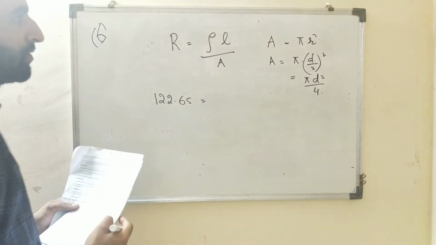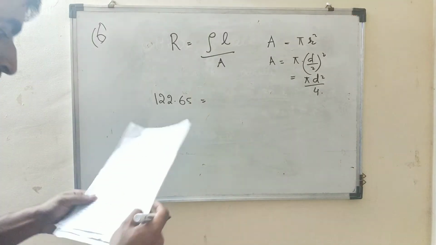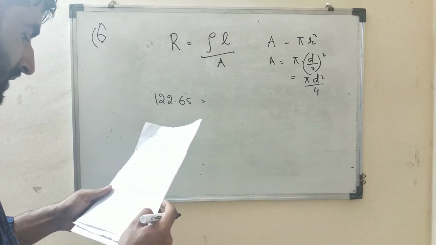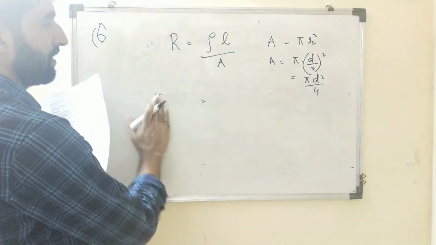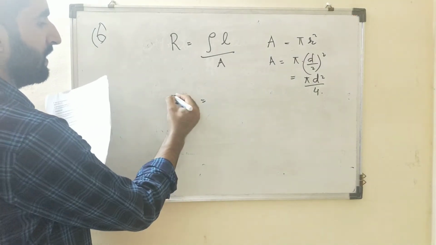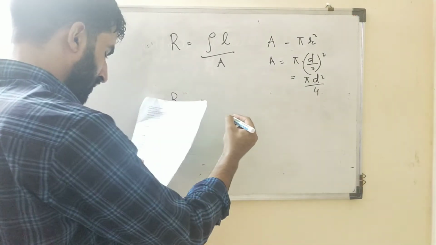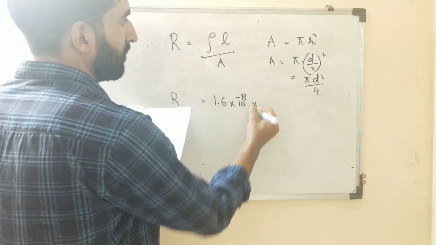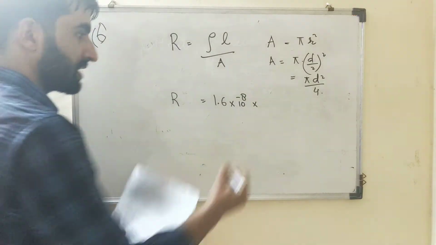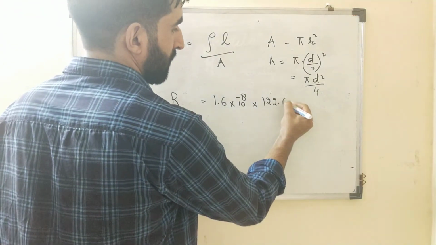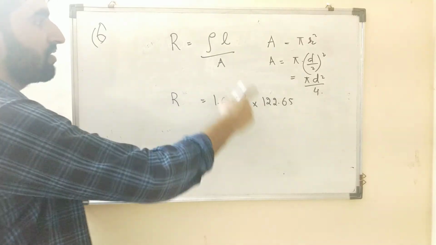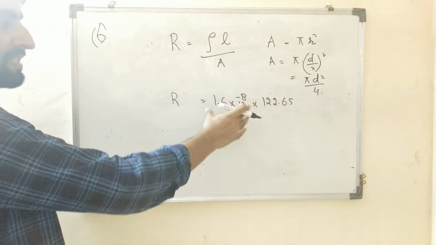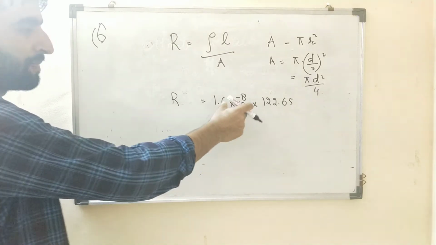So what I am going to do, I have to find out what will be the resistance change if the diameter is doubled. So I am just, मैं diameter को double कर रहा हूँ. So what will be the resistance? So this will be equal to 1.6 into 10 raised power minus 8 into length will be equal to 122.65. Because I am not changing the length. Length is constant, so you have to multiply it with 1.6 into 10 raised power minus 8 because it is the same material. सेम मटेरियल मीन सेम रेजिस्टिविटी.